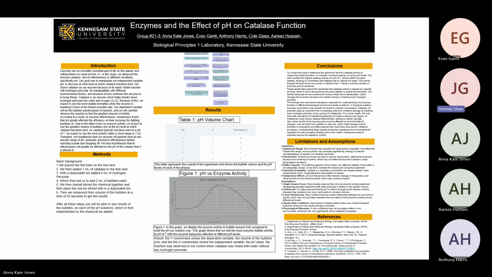This table represents the overall experiment and shows the bubble volume and the pH levels of each of the phases. On the left side, we have phases 2 through 6, and in the middle, we have the pH levels through the phases, and on the right side, we have the volumes.